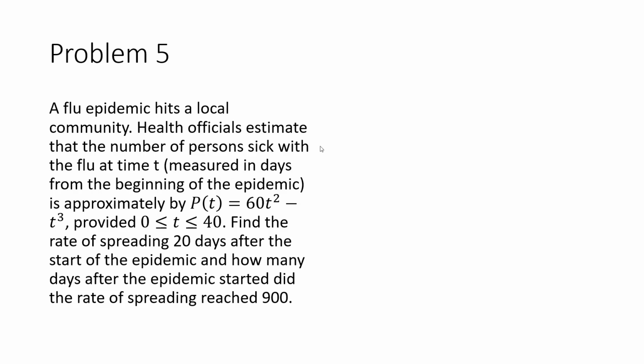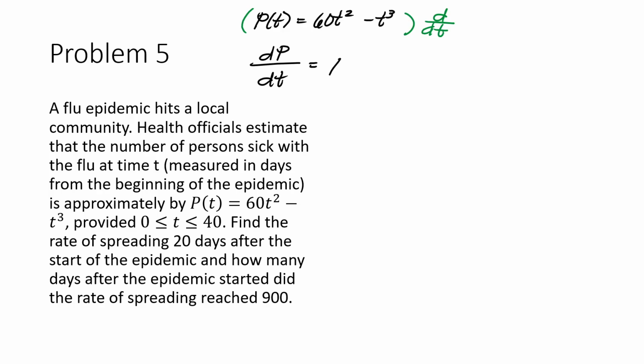So, how are we going to solve this? We have here our function, that is p of t equal to 60t squared minus t cubed. As we said, the rate of change is equal to the derivative. So we'll just get the derivative of this function with respect to t. Therefore, we will have dp over dt equal to 120t minus 3t squared. Okay, so that is the equation for the rate.